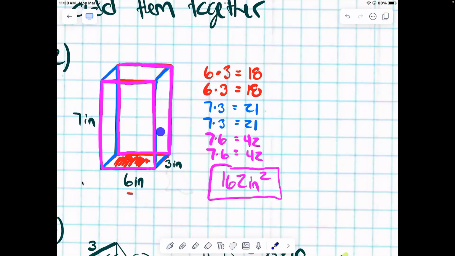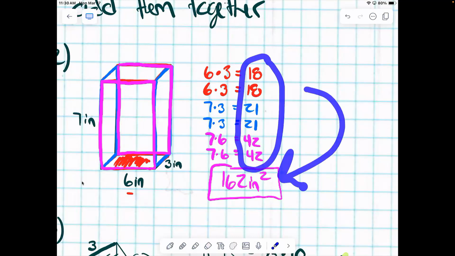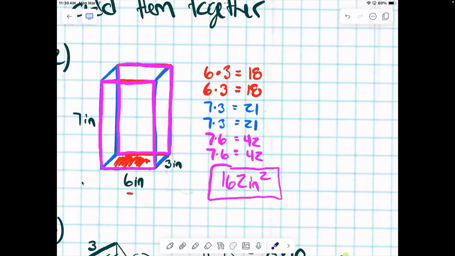So you continue to find the area of each of the faces. I'm just highlighting the rest of them. And you have the very, very front and the very, very back. Once you find the area of all of the faces, how did we get to 162 inches squared? Add them all together, right?